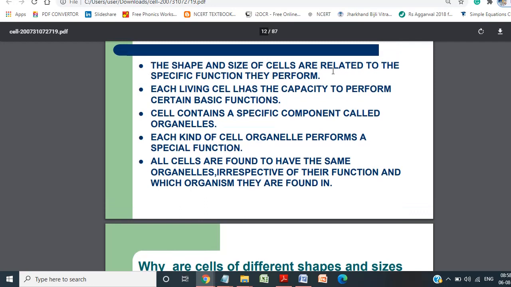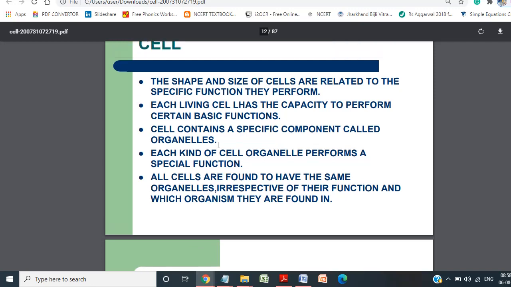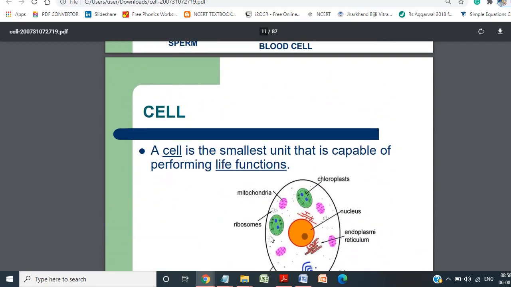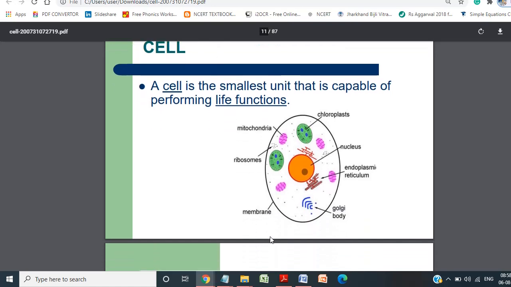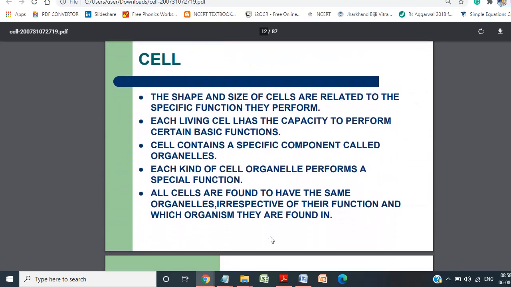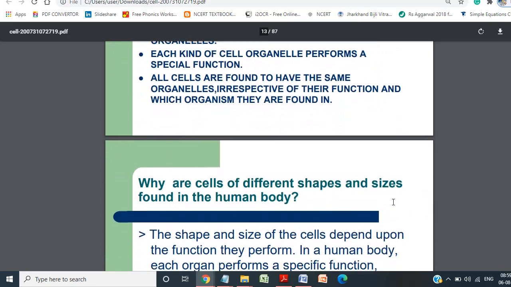The shape and size of the cells are related to the specific functions they perform. Already discussed about it. Each living cell has a capacity to perform certain basic functions. A cell contains specific components called organelles. Each kind of cell organelle performs a specific function. These are the cell organelles: mitochondria, ribosomes, membrane, Golgi bodies. All cells are found to have the same organelles irrespective of their function and which organism they are found in.